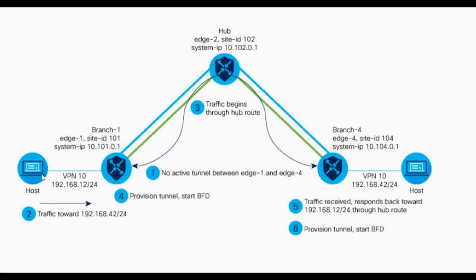When a host behind your edge 1 sends traffic destined to a host behind your edge 4, the first packet goes to your hub router. The hub router passes it to your branch 4 and then it reaches your host behind the edge 4. So now your edge 1 provisions the tunnel and starts the BFD session. Now the packet will come back from your edge 4. The reverse traffic will go to your hub and then the hub forwards it to your edge 1. So now your edge 4 also provisions a tunnel and starts the BFD session.